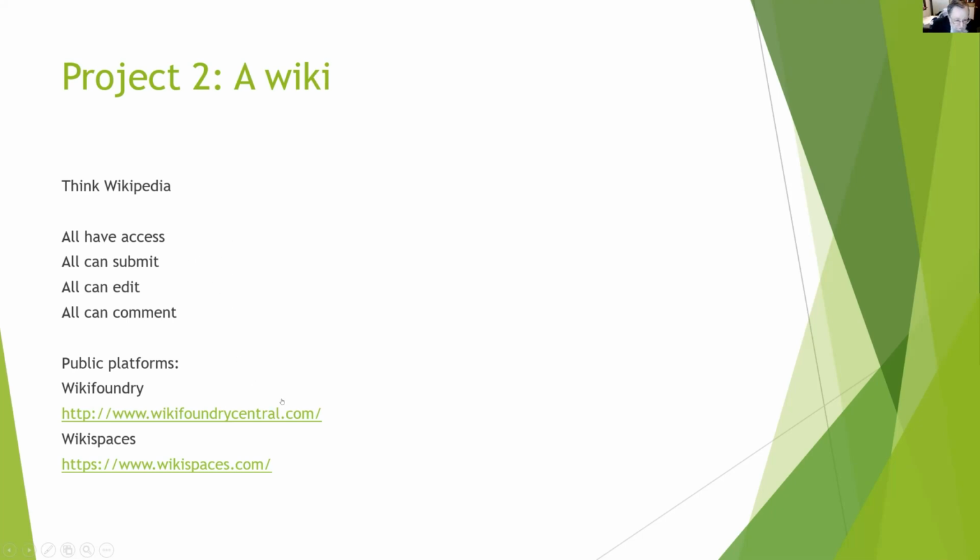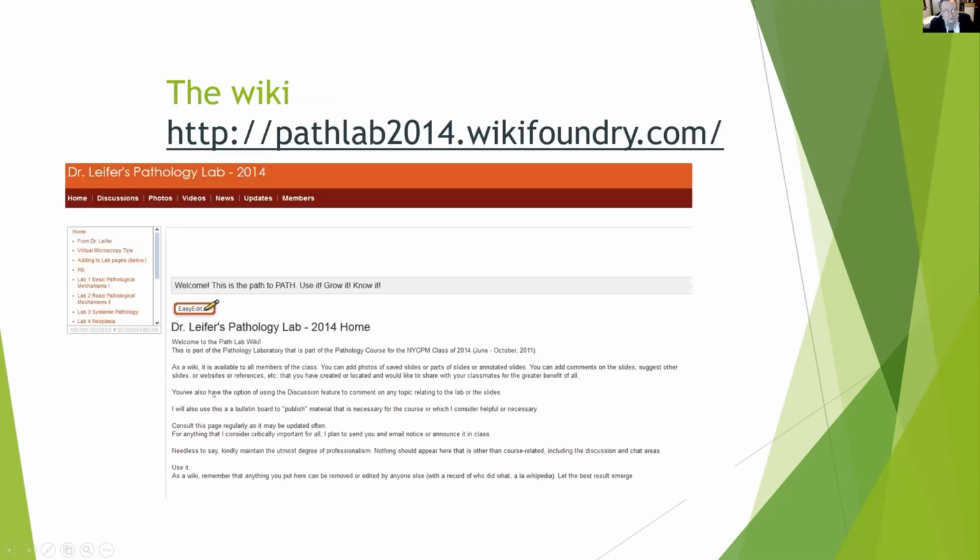Secondly, and this is the point of my talk, you have public platforms. WikiFoundry is one, Wikispace is another. You have the links here. So they provide the format, the background, the platform, and you have complete control of the content. So for my class, I put together such a wiki. This is my introduction and so on. And this is a way to access particular pages.